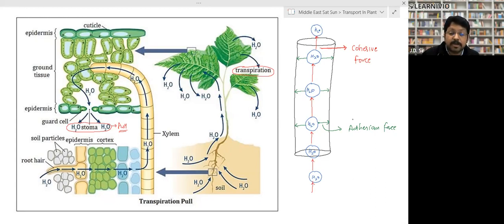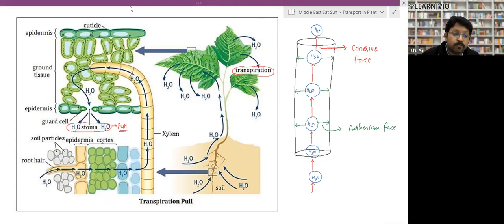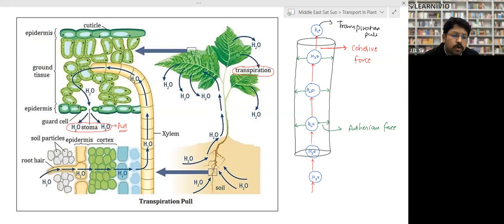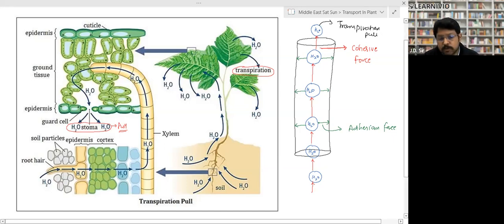And last but not the least, there is one more force, and that force is called transpiration pull. Transpiration pull is pulling this water column. So that's how the water reaches the top of the plant. Up to some extent, root pressure also works over here, but these are basically the three main forces which are responsible for the rising of water inside a plant.